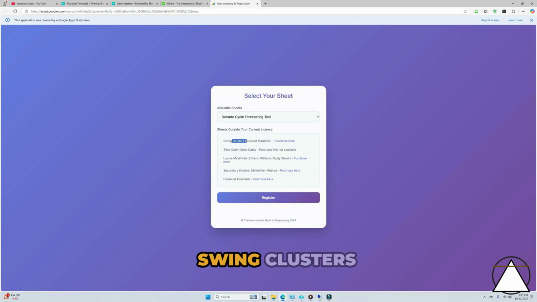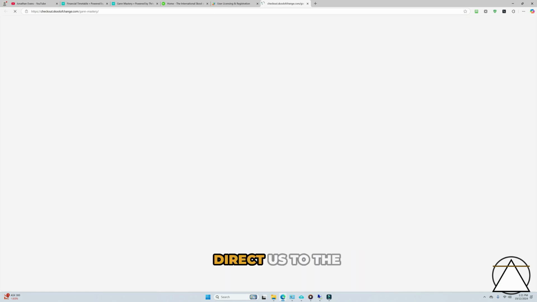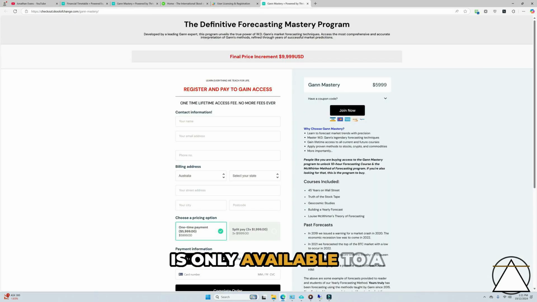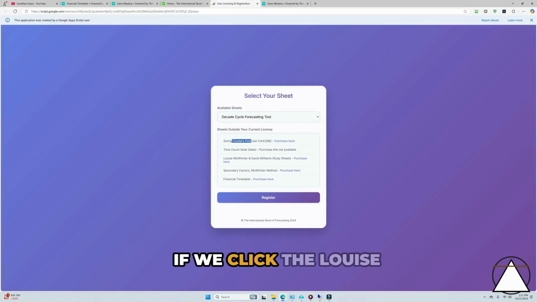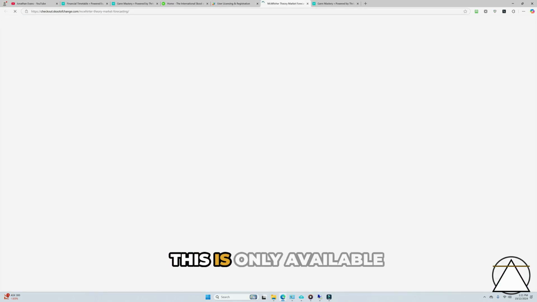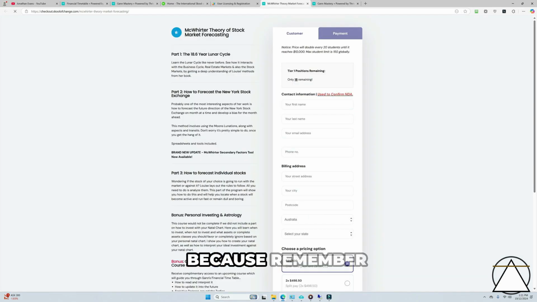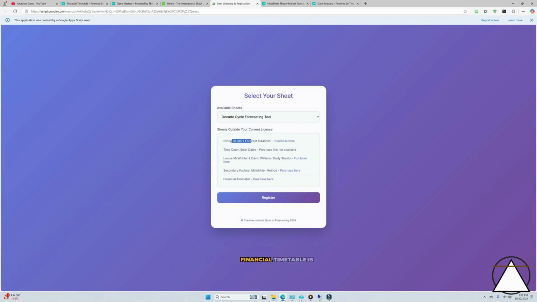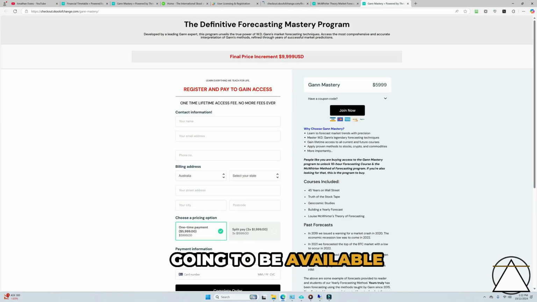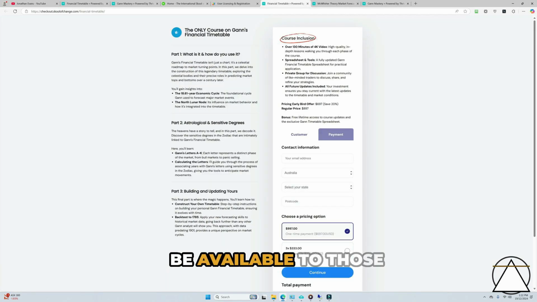So if we click the Swing Clusters Forecast, it's going to then direct us to the program that has this in it. And in this case, you can see that this is only available to Gann Mastery students. If we click the Louise McWhirter one, this is available to both Gann Mastery, because remember Gann Mastery has everything, and the McWhirter method. And then the financial timetable is going to be available to the Gann Mastery students because they get everything, and it's also going to be available to those who buy WD Gann's financial timetable course, okay? So that's how that works.